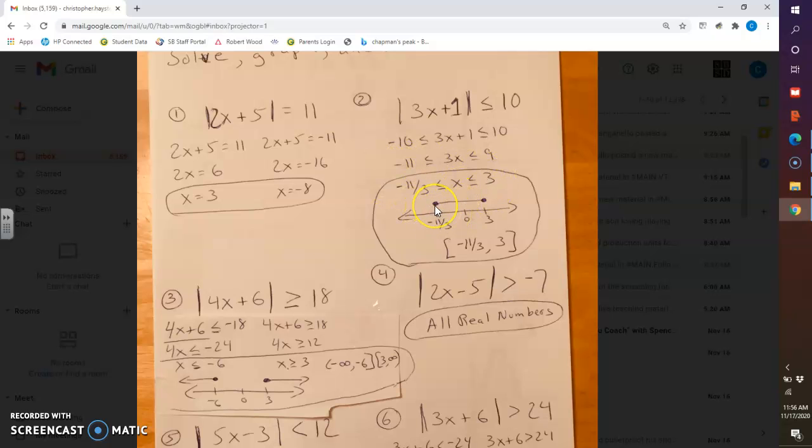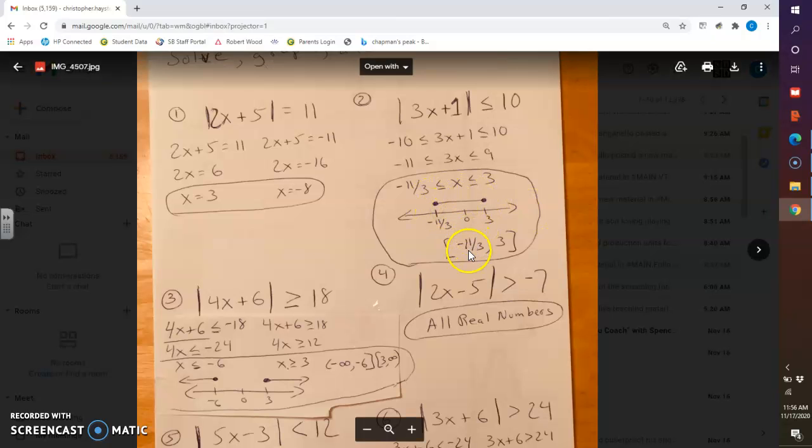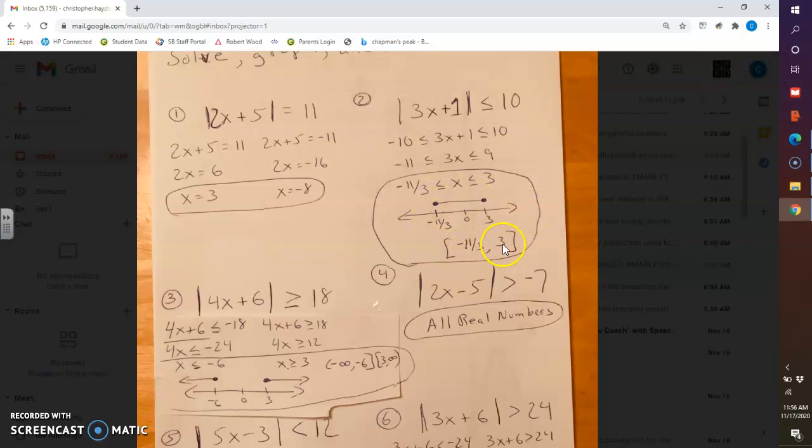For my graphing, I put a point at negative 11 over 3 and 3, and I connect the points, and I put them in set notation as well. Here's the difference between less than or equal to and less than. Less than or equal to, we close the dots, and it's brackets around the numbers.